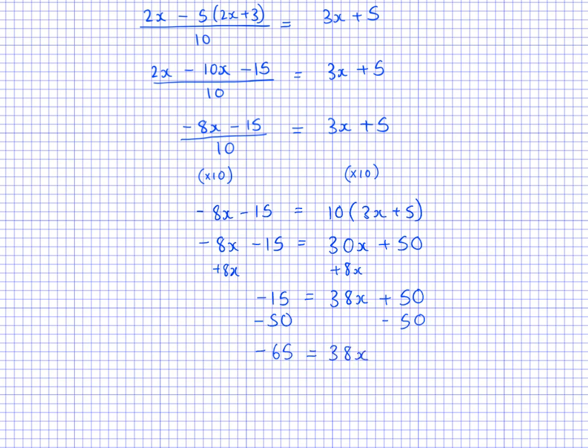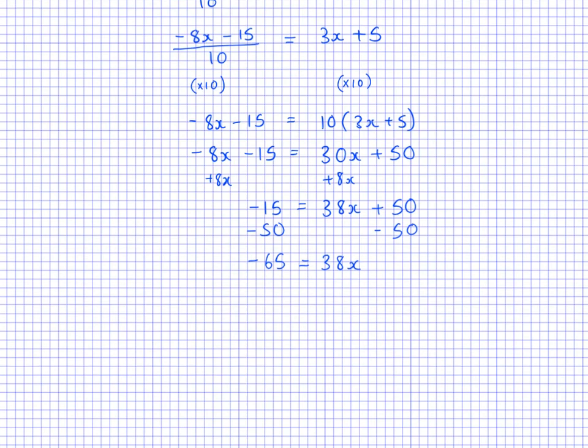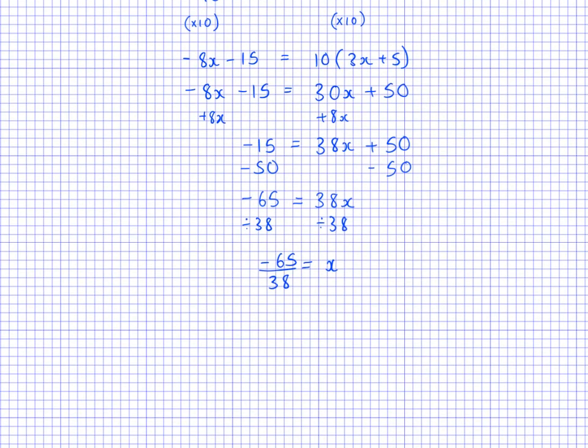And finally, if I divide both sides by 38, I have x is equal to negative 65 over 38. Now this is one way you can write it, but you can also write the negative outside here. So you can write x equals negative 65 over 38. And this is the answer for this question.